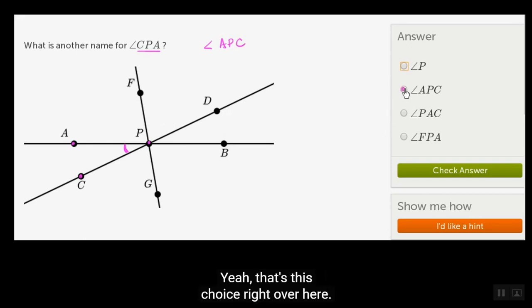Now, is that any one of my choices? Yeah, that's this choice right over here. If someone said angle P, that wouldn't give you a lot of information. That's only giving me 1 point. Maybe it's referring to that angle, that angle, that angle, that angle. So that's really not giving me enough information to specify this angle right over here.